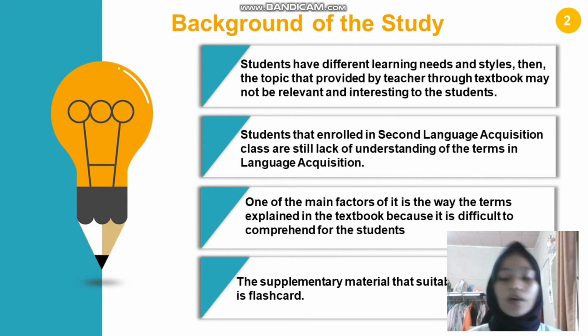According to my explanation, from this discussion, I became interested in developing flashcards for semester 4 students at Jambi University to learn terms related to second language acquisition. I also believe that flashcards will improve students' understanding of the terms related to second language acquisition.